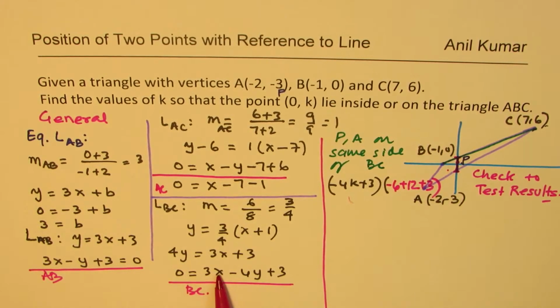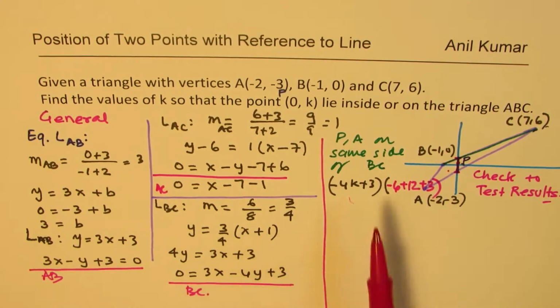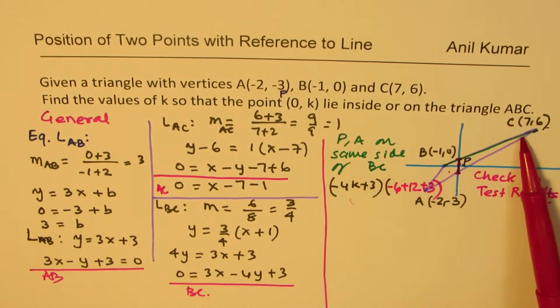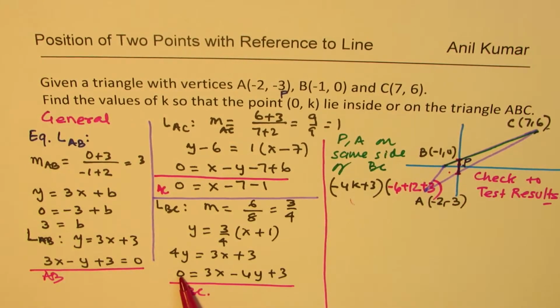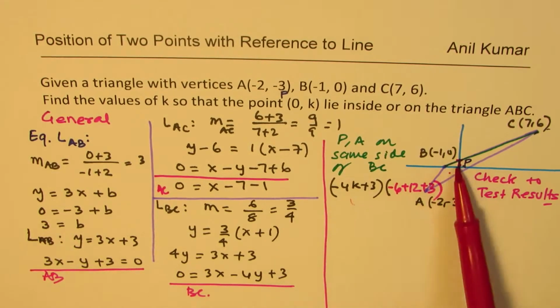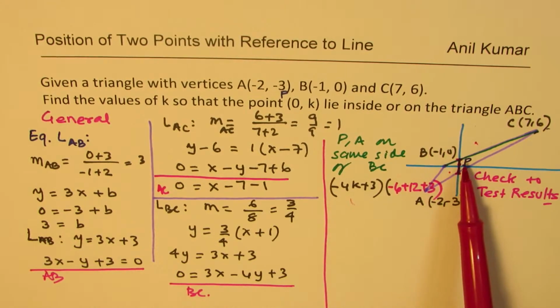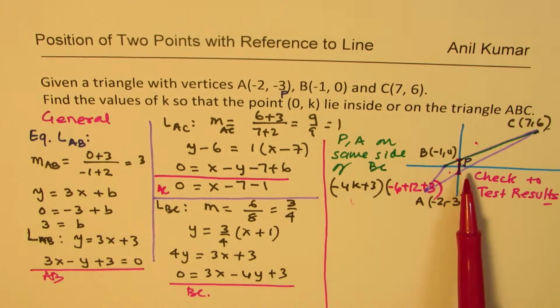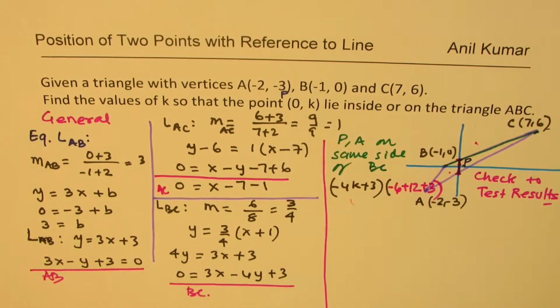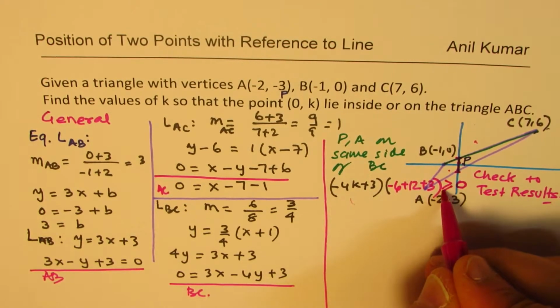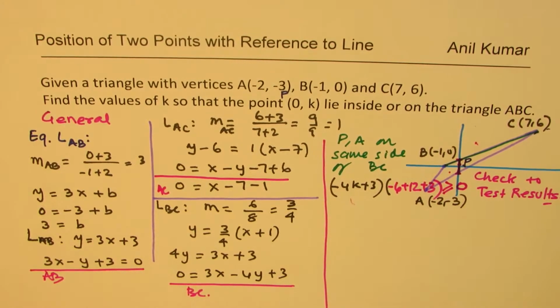Now, if points are on the same side, then they will either have both negative values or both positive values. That means they're not on the line. If it is equal to 0, the point is on the line. But if it is positive, it is above it. If it is negative, it is below it. Now, if you are looking for same sides, then both should be, in this case, positive for us, right? So we'll see what this value is. Now, this value should be greater than or equal to 0 for us, since the point can be on the line also, right? So that becomes the equation to be solved.